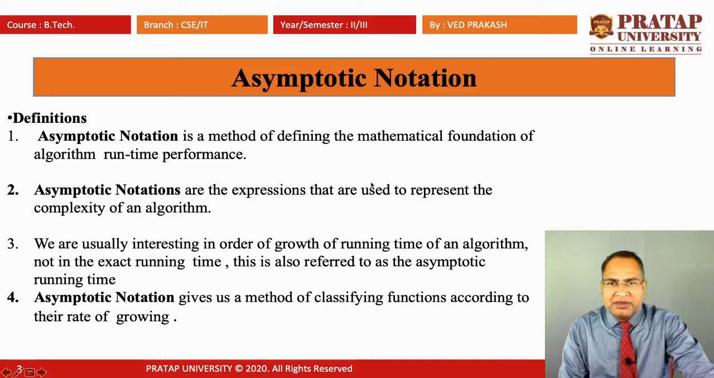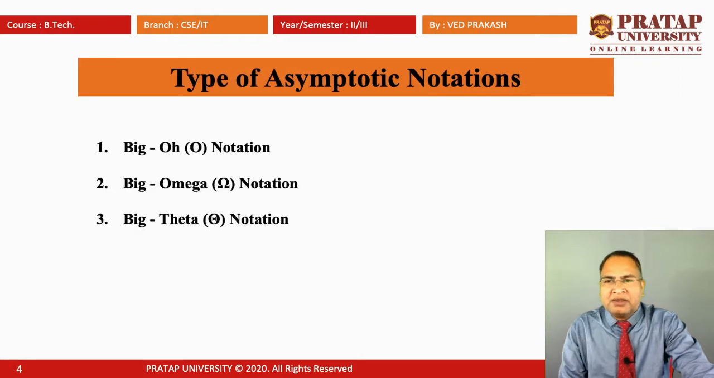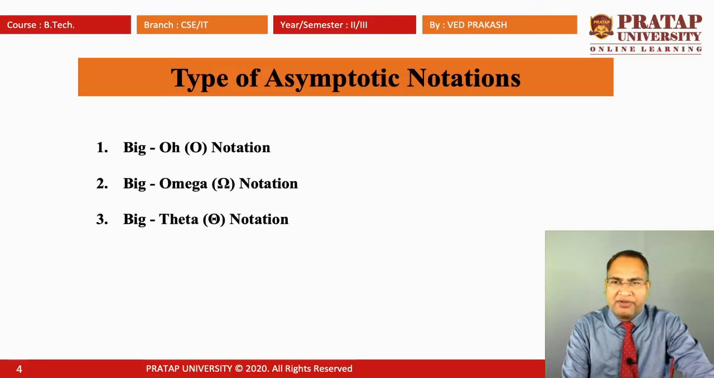So, in short, we can say that asymptotic notation is basically used to calculate the performance of an algorithm. The asymptotic notations give us a method of classifying functions according to their rate of growth. Now, there are basically three types of asymptotic notation: big O notation, big omega notation, and big theta notation.